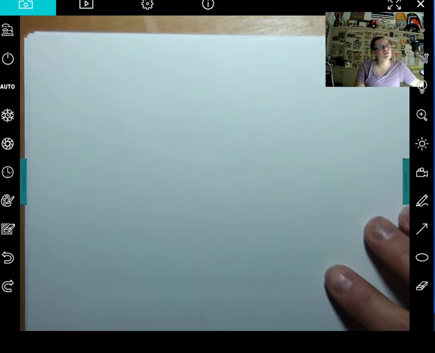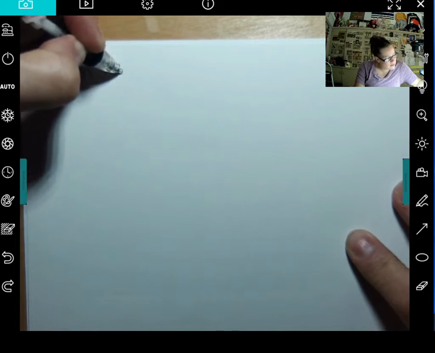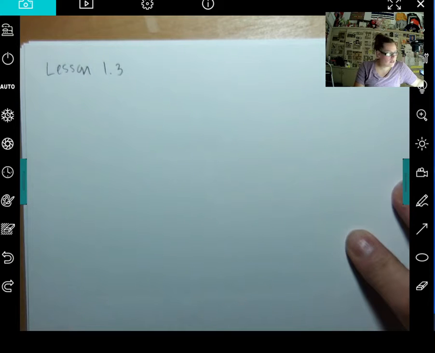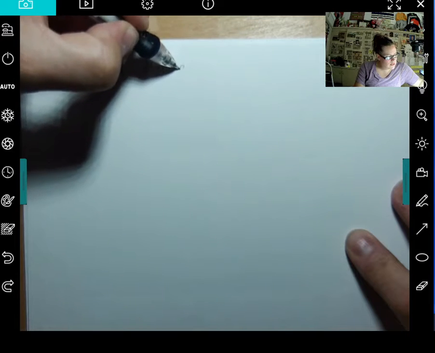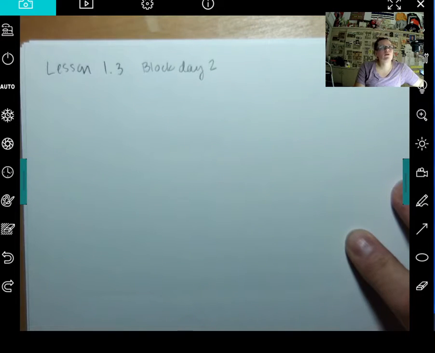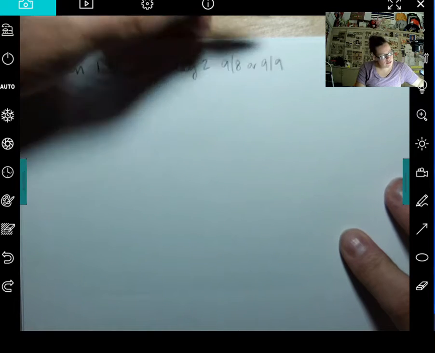Today's lesson is going to be covering something called inverse functions. So let's get a better idea of what that means. Inverse functions are pretty much just the opposite of whatever function we had. So let's look. This is lesson 1.3. If we were in school, this would be block day 2, or you could put the date, so 9/8 or 9/9, whatever day you would have been here.